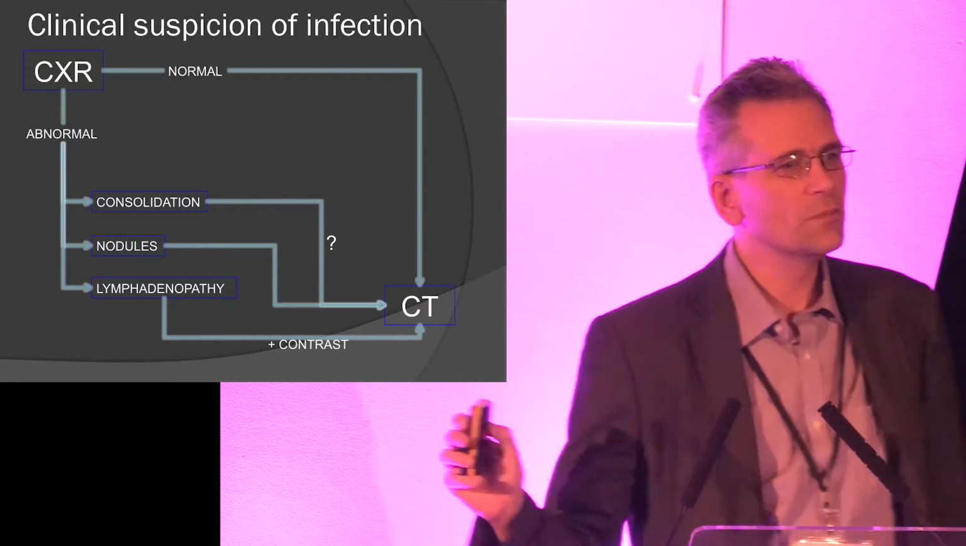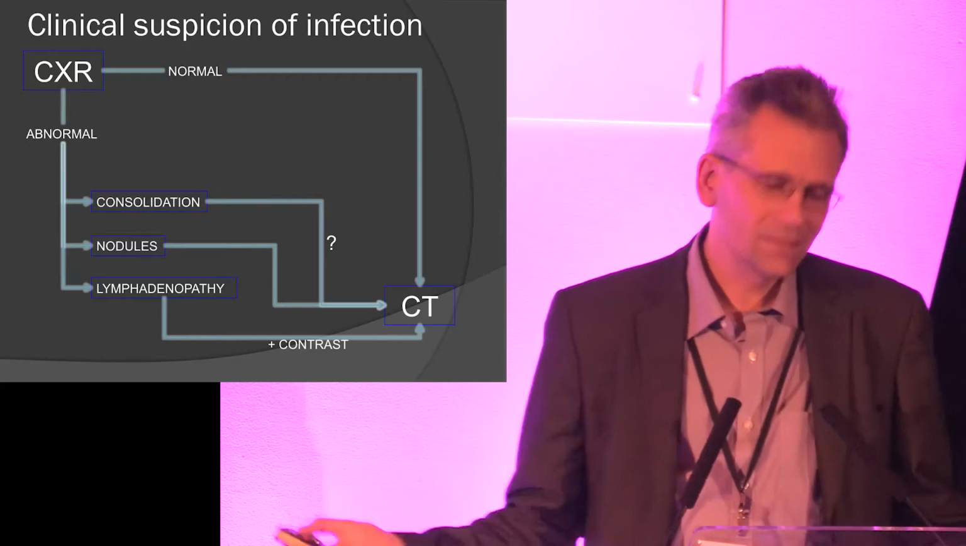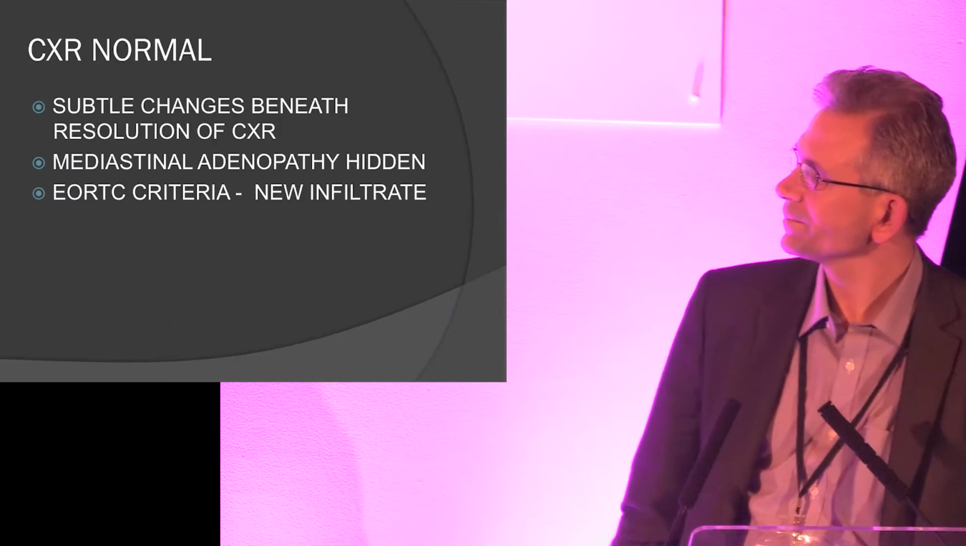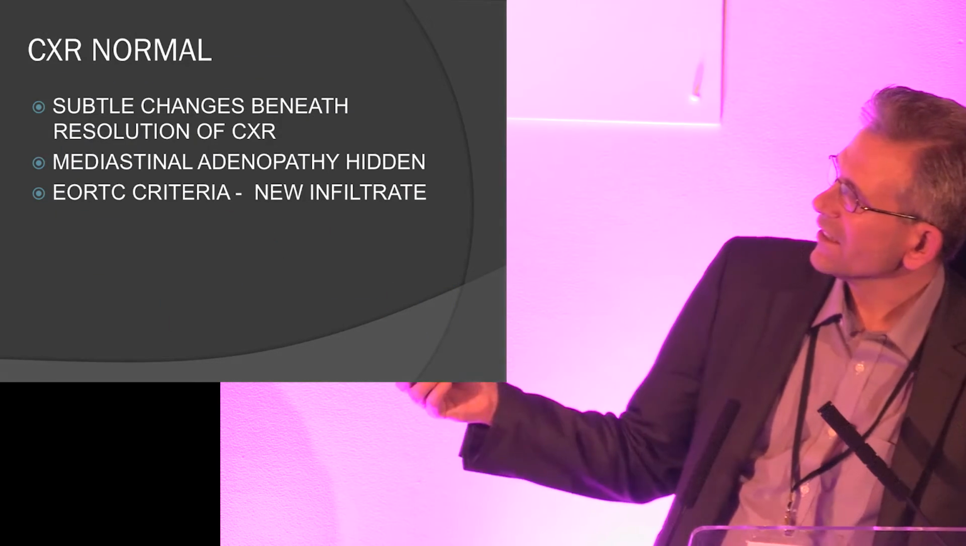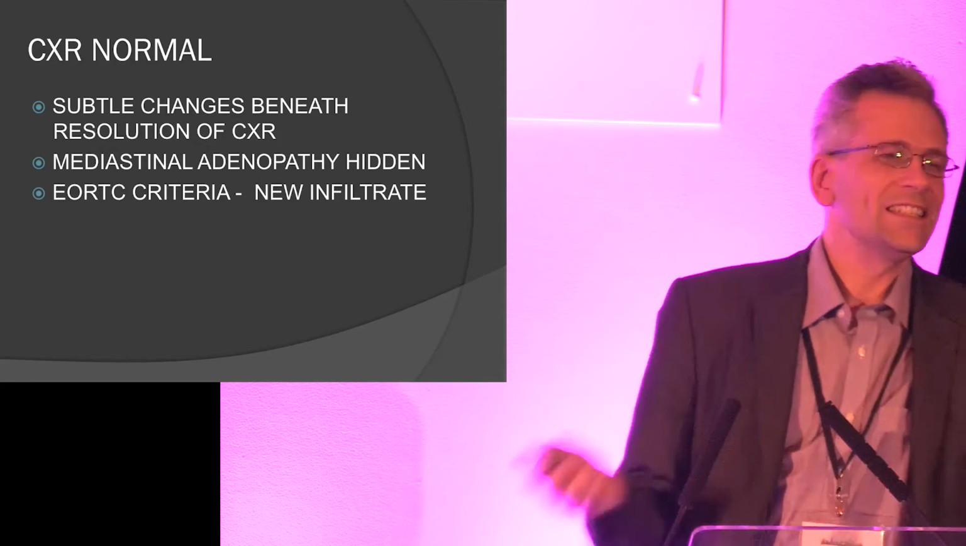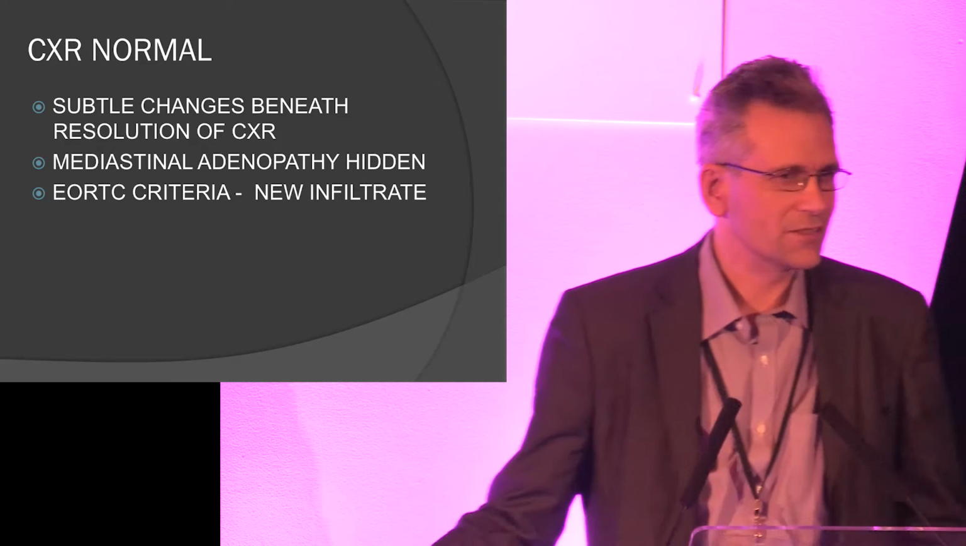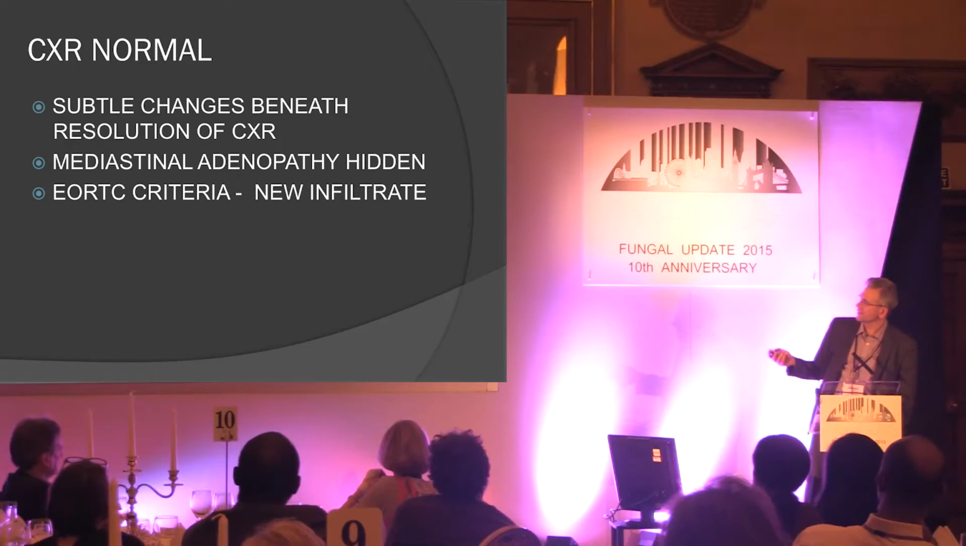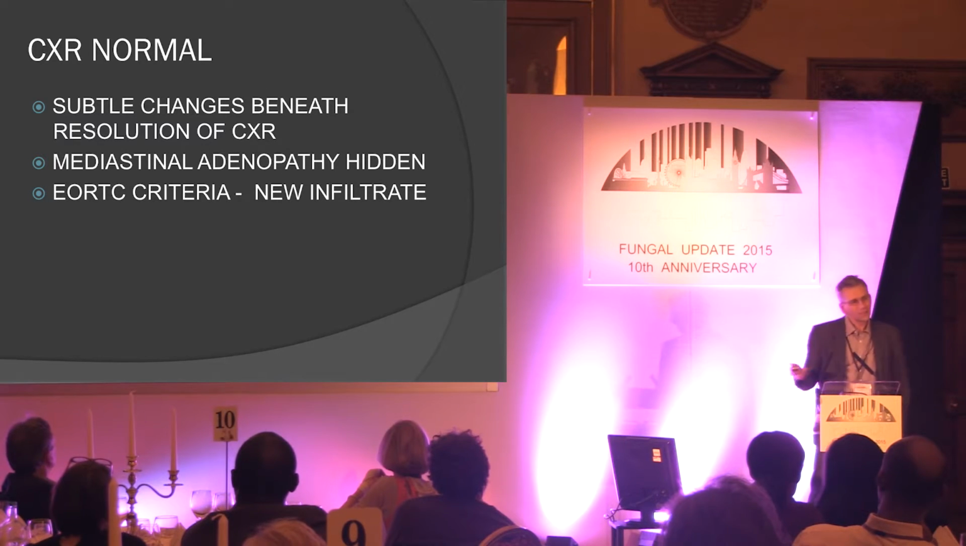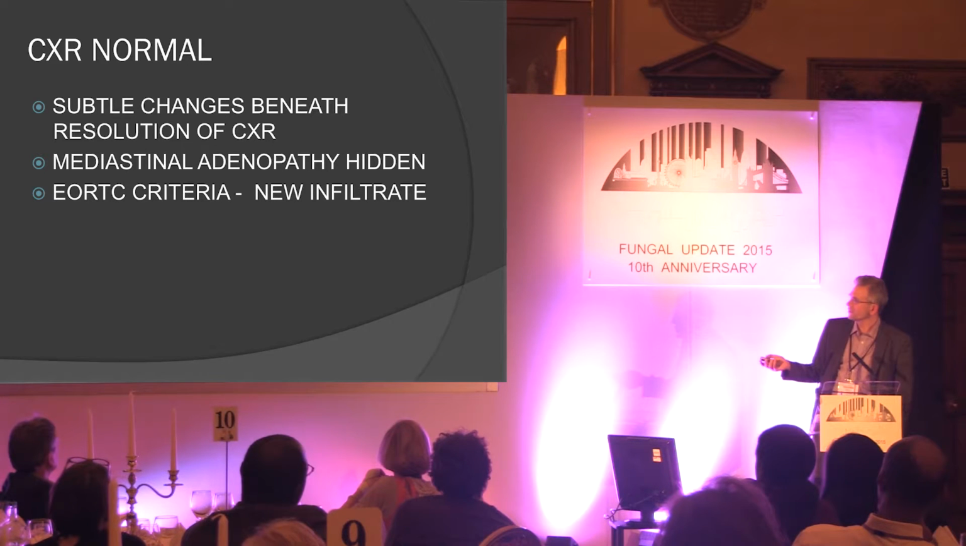But if the chest x-ray is normal and you've got fever and the patient is neutropenic, then you're going to end up doing a CT. Subtle changes beneath the resonance of a chest x-ray obviously can be hidden. In fact, you can hide a mass of 7 centimeters on the chest x-ray, so you're going to need a CT at some point. Mediastinal adenopathy can be hidden, so it's another good reason for doing it.